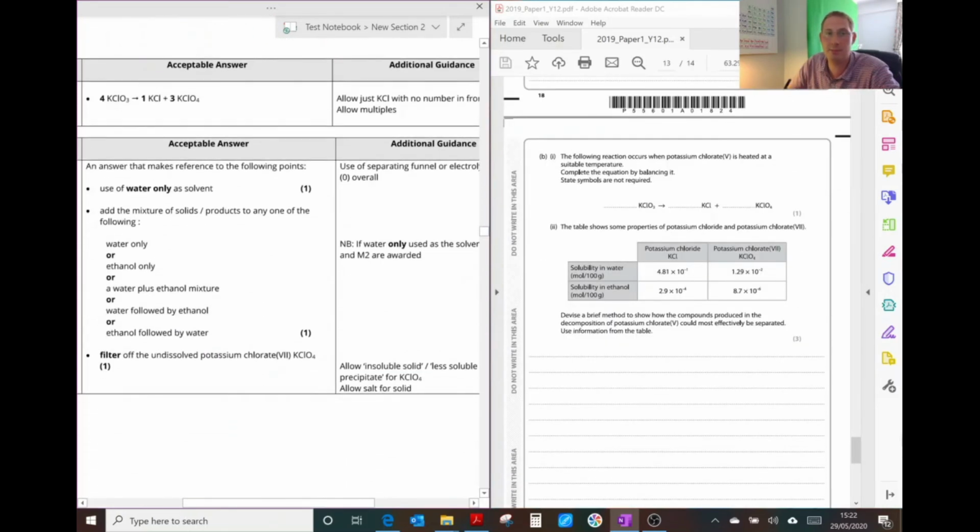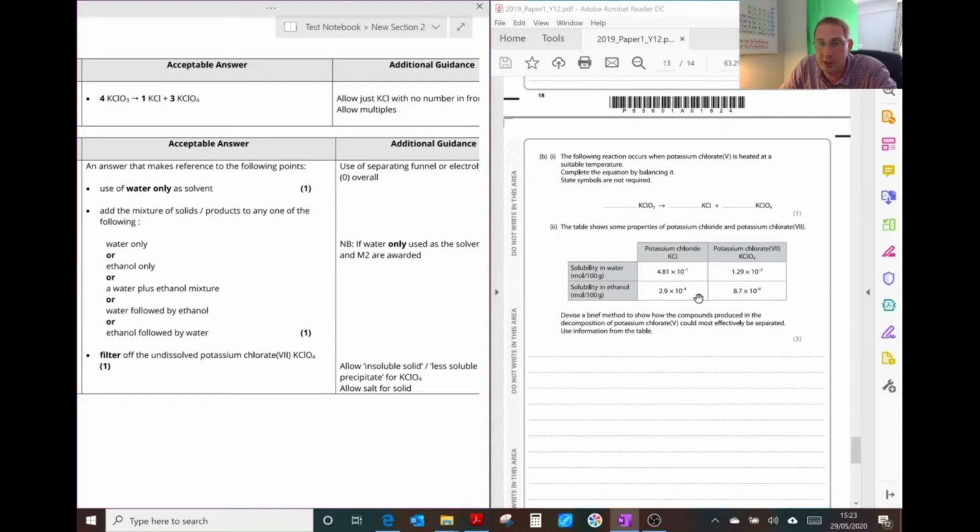Completing this equation, most people got this right, 4, 1, 3, balancing that. This was interesting. There were lots of people who really struggled with this. Lots of people don't understand what these numbers mean. Solubility in water, 4.8 times 10 to the minus 1, 1.29 times 10 to the minus 2. That means this is far more soluble in water than this is. And lots of people got that the wrong way round, not realising that minus 1 is bigger than minus 2. In fact, it's about 13 times more soluble in water.